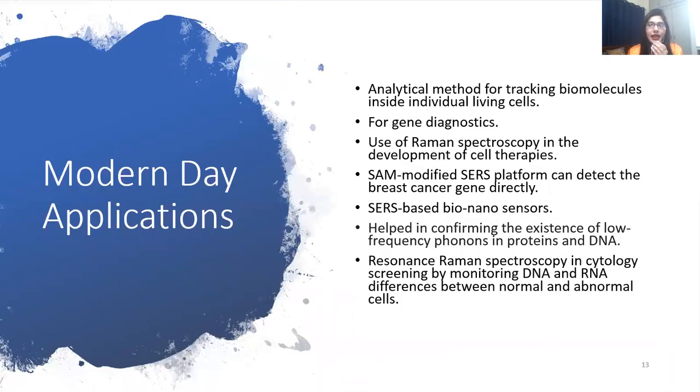Here are some modern day applications of Raman spectroscopy. Raman spectroscopy has a wide variety of analytical uses. Raman spectroscopy has been applied to complex aqueous biological samples with little or no sample preparation because of the poor Raman scattering of water, making it an excellent analytical method for tracking biomolecules inside individual living cells.